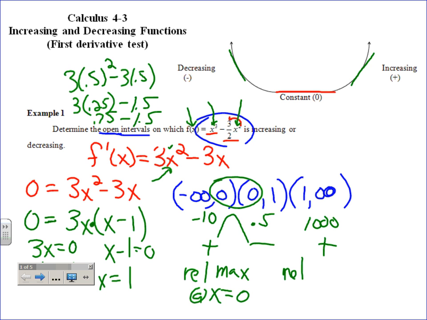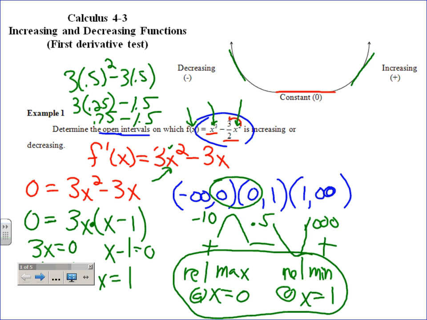Relative what at x equals 1? This whole time here, it's going down. And then does it actually increase? Yes, it does. So relative min. That's the first derivative test.